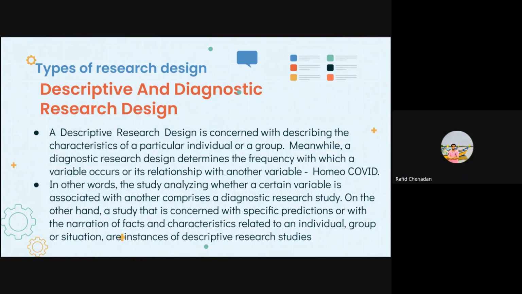So let's say I'm looking at all school-going children, the kids who go to school, who watch a lot of Instagram reels. So my research design is saying that I am trying to describe the character of a school kid as an Instagram reel watcher or whatever. Then that's a descriptive research.